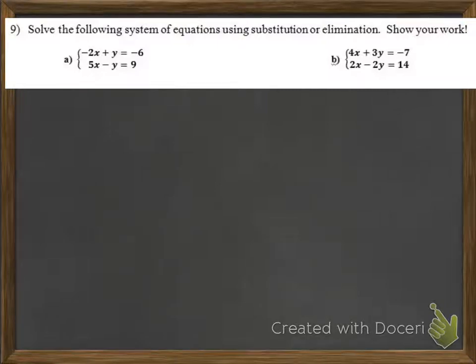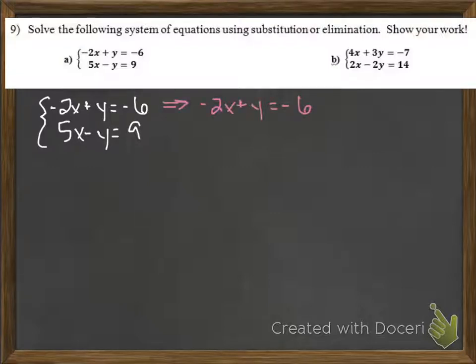On problem 9, we need to solve these systems of equations using either substitution or elimination. Let's start with the first system on part A. I'm going to use substitution to solve this one because in the first equation listed, the variable y is almost already by itself. I'm going to go ahead and use that first equation to solve for y. It's only going to take one step. I have to add 2x to both sides.